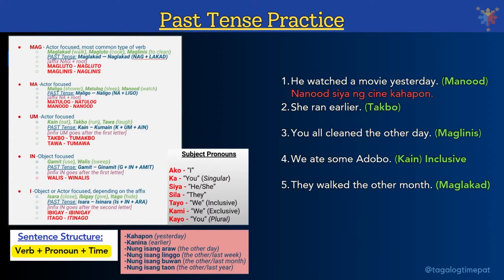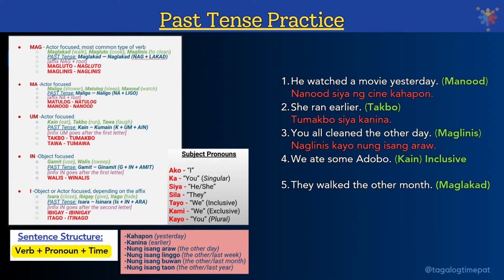Alrighty, we'll go ahead and go over the answers. So she ran earlier. Remember, the sentence structure is verb plus pronoun plus time. So it would be, tumakbo siya kanina. She ran earlier. Tumakbo siya kanina. Number 3, you all cleaned the other day. Maglinis means to clean. Naglinis kayo nung isang araw. You all cleaned the other day.